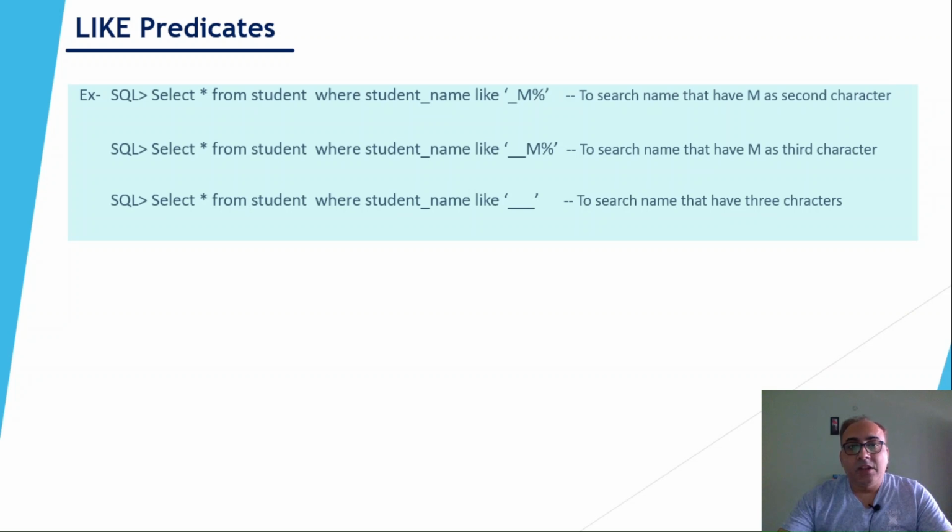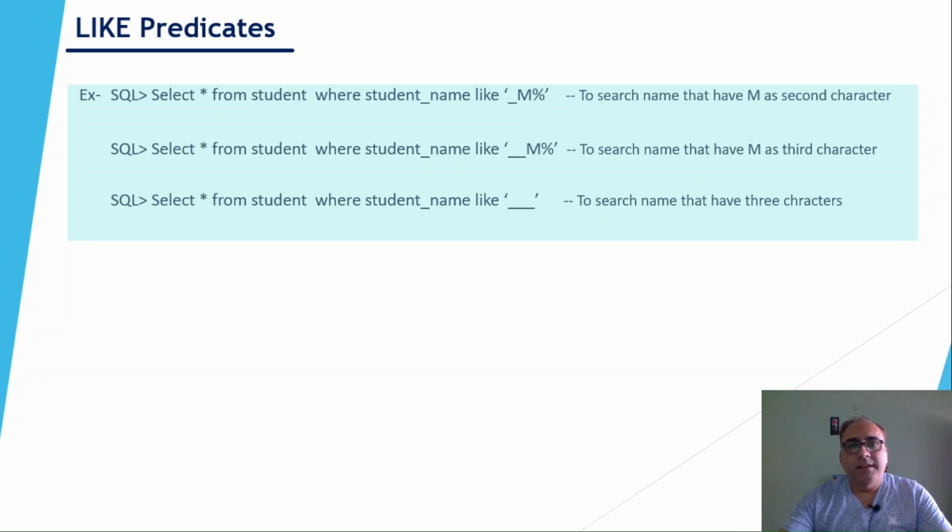Then we have SELECT * FROM student WHERE student_name LIKE '___'. It means it will search for student names that consist of 3 characters, because 3 underscores are there. So that name should have 3 characters. No percentage is there, so it should end at 3 characters. There should not be more than 3 characters.